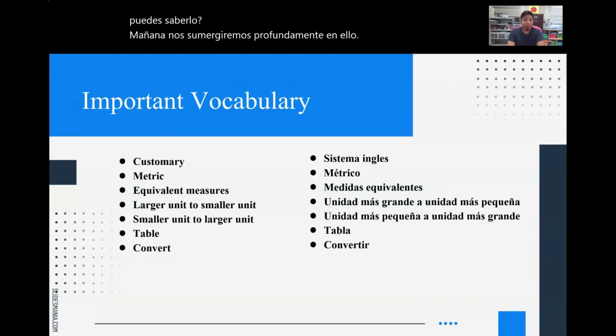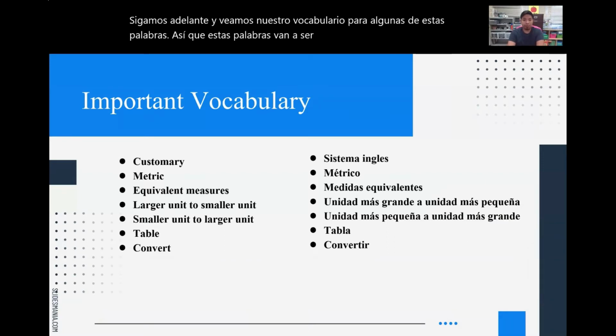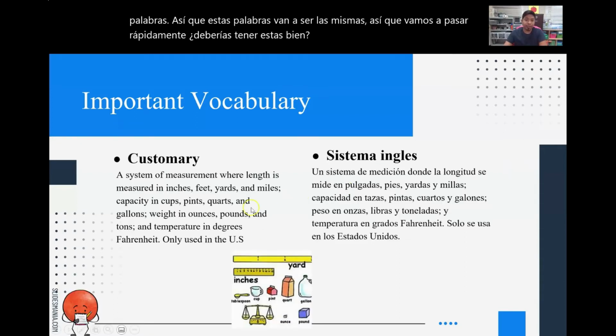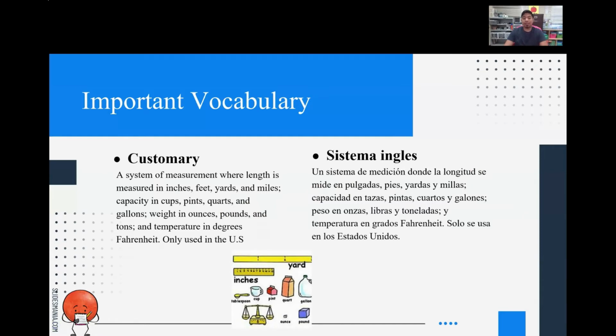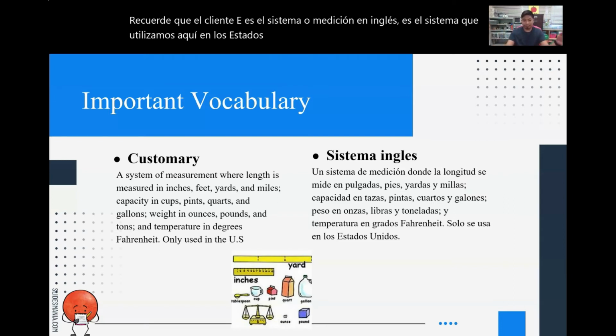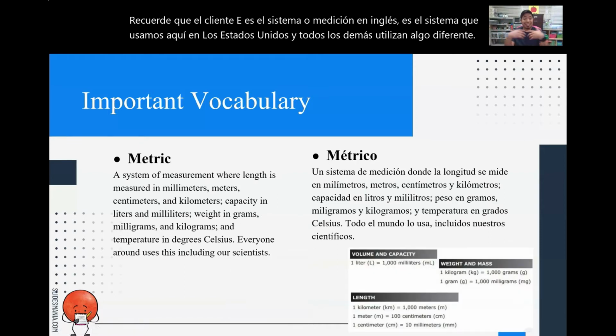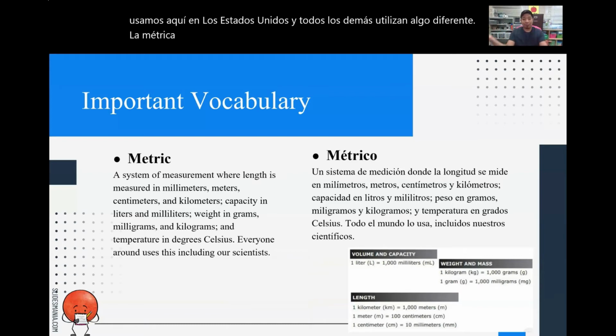Let's go ahead and look at our vocabulary. Some of these words are gonna be the same, so we're gonna go through them quickly. You should have these, okay? Customary. Remember, customary is the measurements, or sistema en inglés, the system that we use here in the United States, and everybody else uses something different. Metric is the system that everybody else uses, including our scientists, and it's a simple way of converting things.